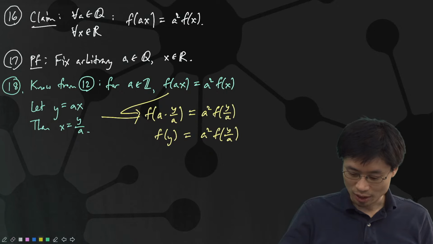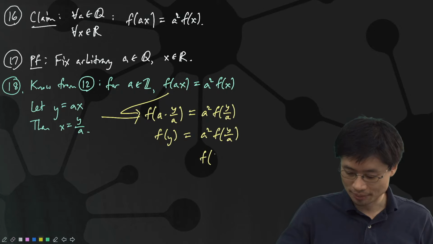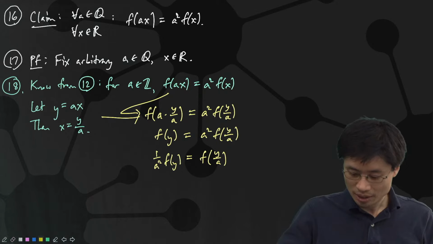1 over a squared f of y equals f of y over a. Then you move the a squared down, right? So now what you know is f of y over a, I'll leave it this way, f of y over a is equal to 1 over a squared f of y. So this is a pretty powerful statement.